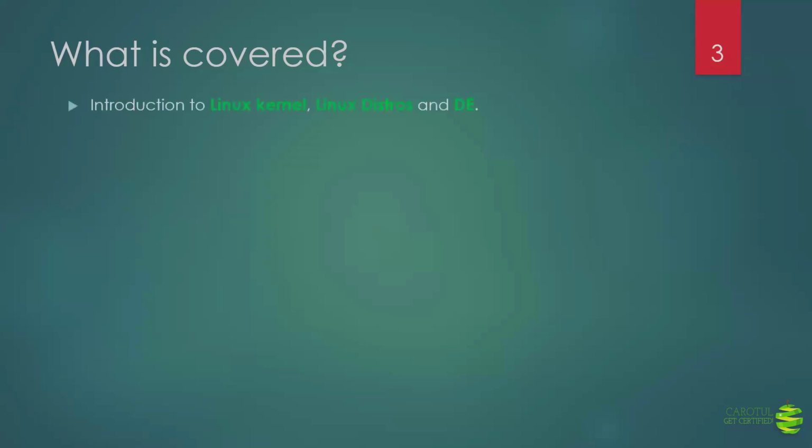So what we cover in this one is we start with the introduction to the Linux kernel, Linux distros, and the desktop environment. So what exactly is Linux, and what is the difference between a kernel and so many different distros, and what is the difference between CLI and GUI, the GUI which is called the desktop environment. We'll also cover the details of OS partitions and directories.